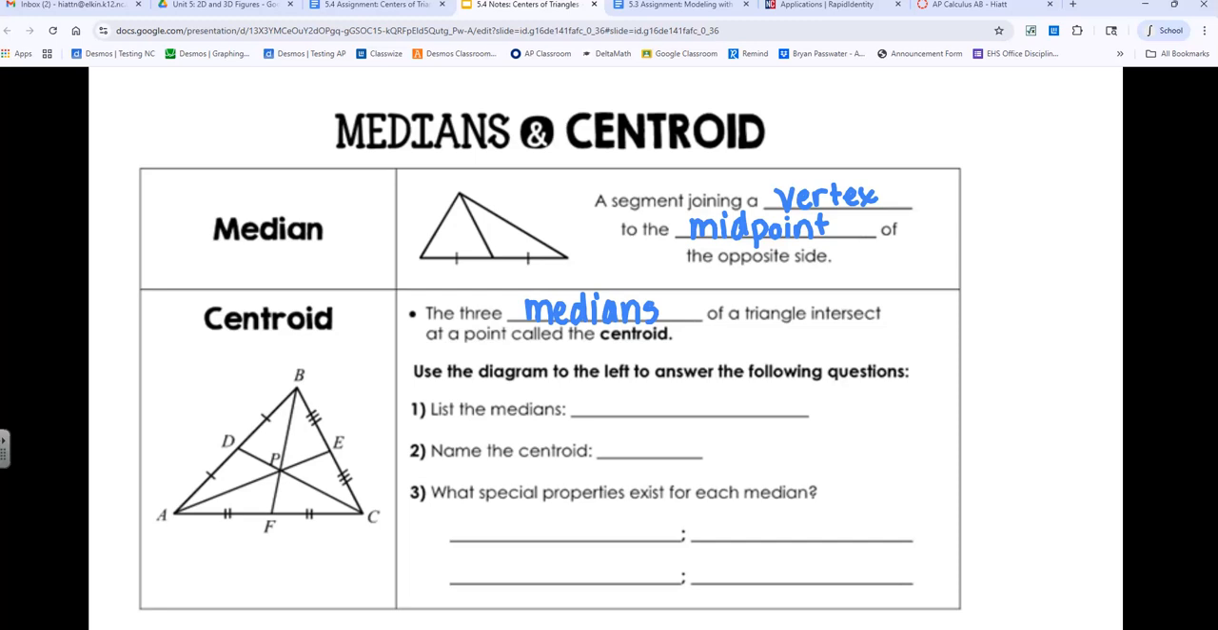And if I remember correctly, the centroid is like your center of mass for that triangle. So like if we could cut this triangle out and balance it on the point of a pencil, we would need to put our pencil point right there at the centroid. So it'd be your center of mass. That center of mass is really important for different design things. It could be for all different kinds of things. Okay.